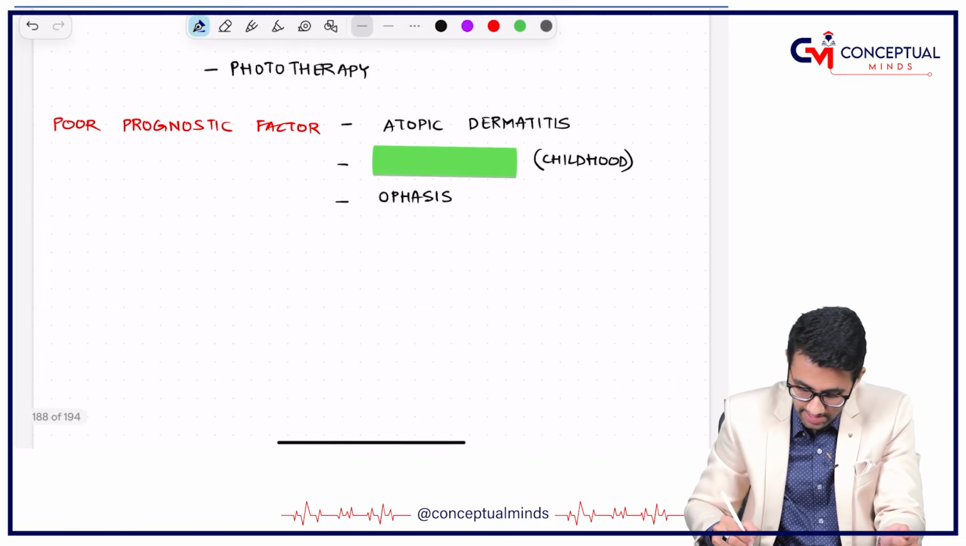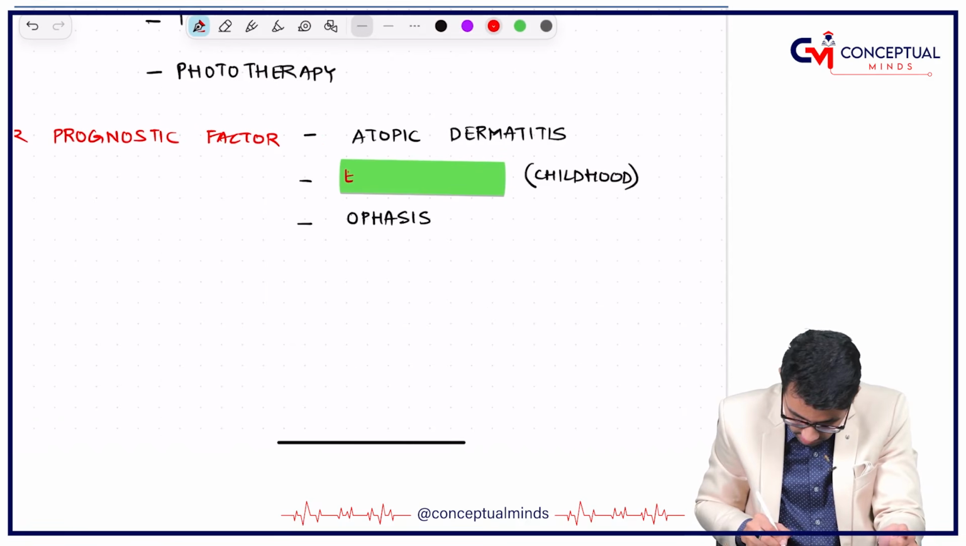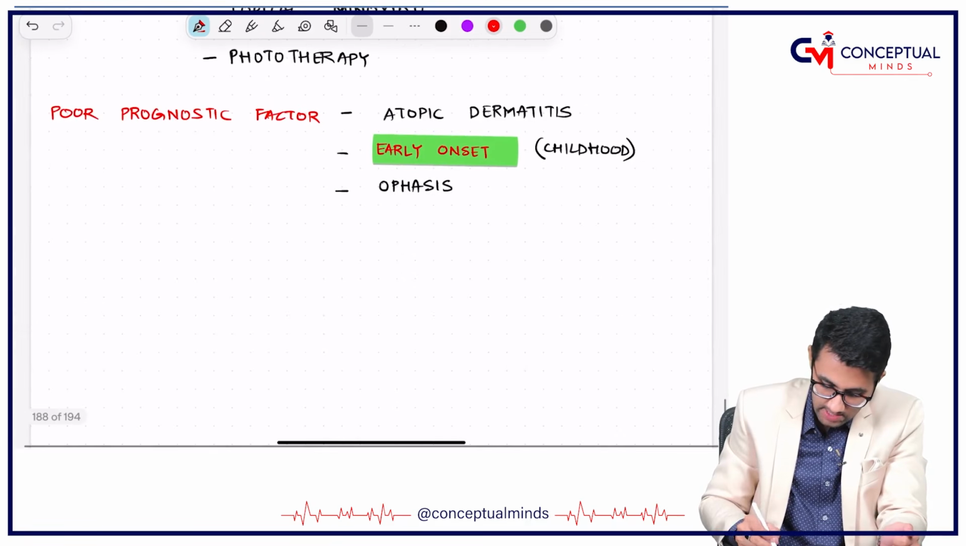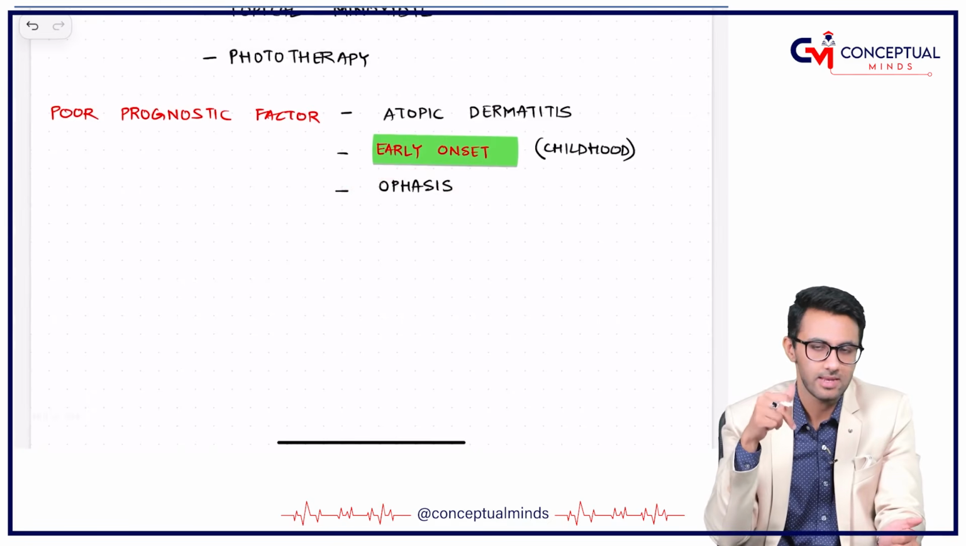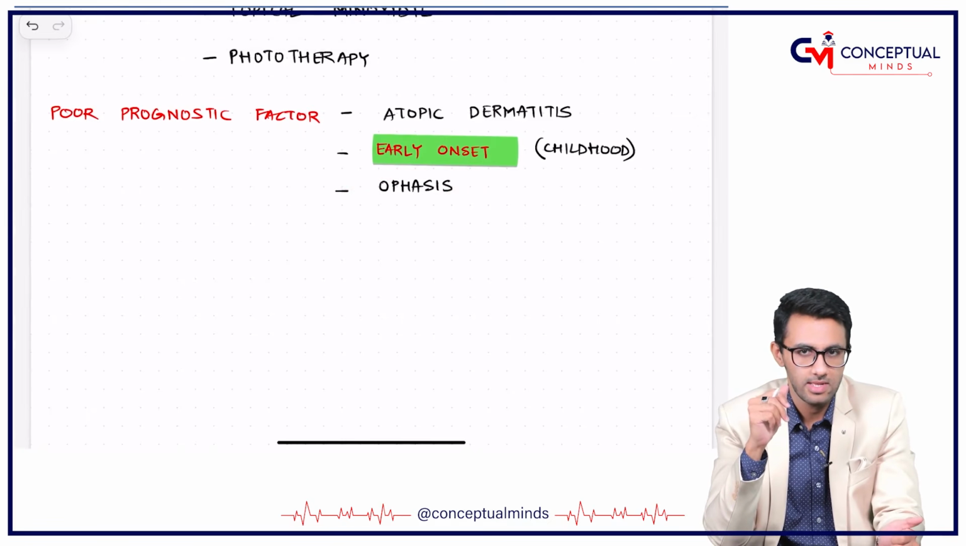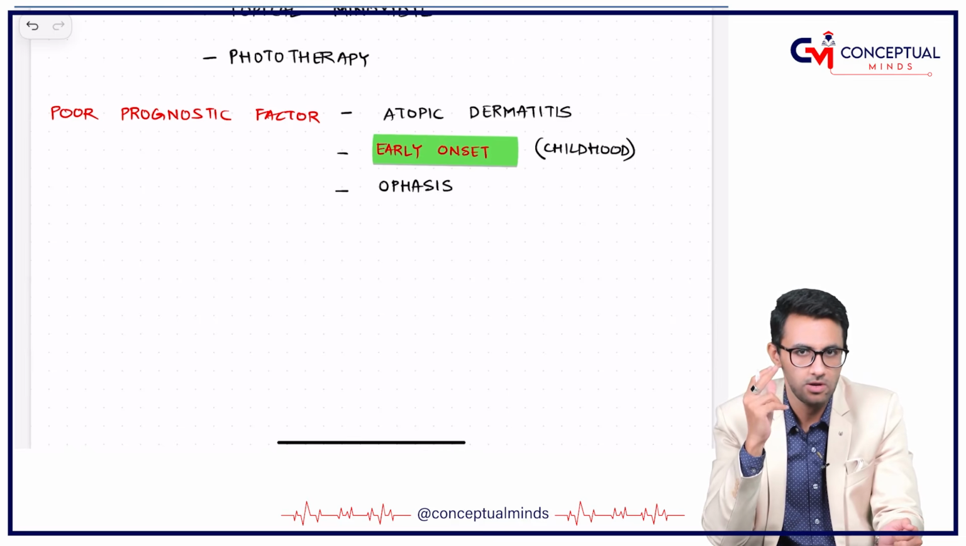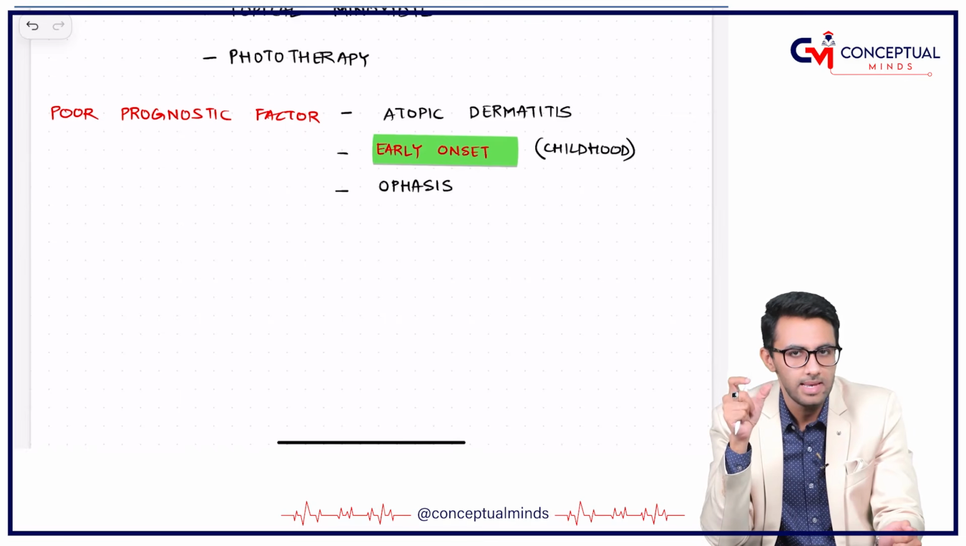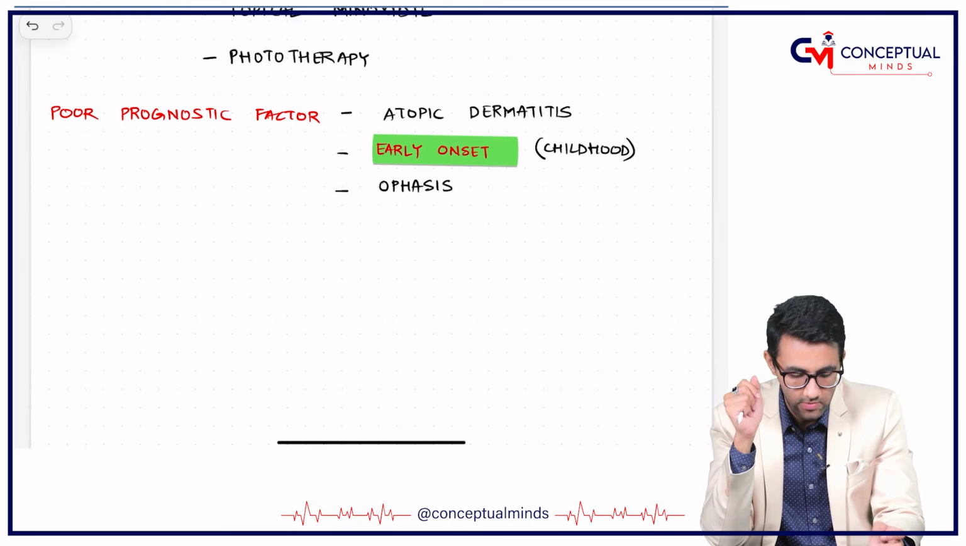Okay, so atopic dermatitis, that is one thing. Eczema, and in early onset, that is in childhood. And ophiasis, we just read about this. What was it? These are particular types of alopecia areata, right? One we read was alopecia universalis and alopecia ophiasis. In this, the hair near the occiput is mainly attacked. Okay, alright, so we have these two conditions.